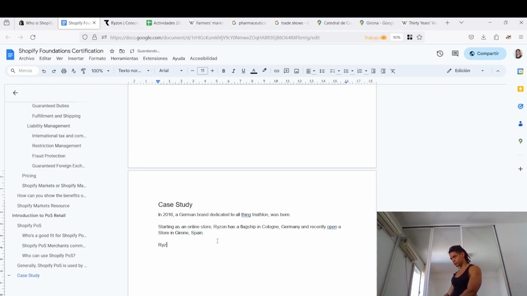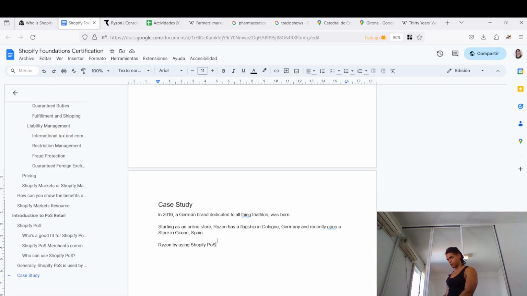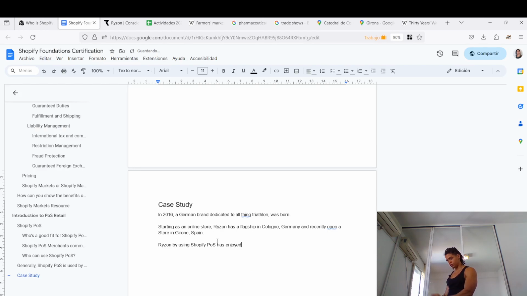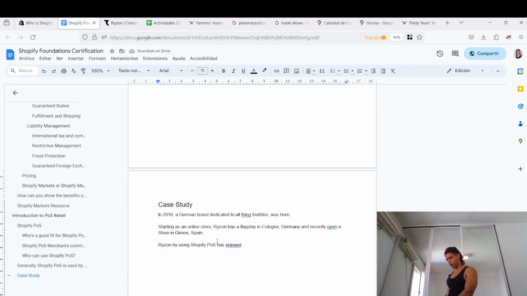So Ryzen, by using Shopify POS, has enjoyed a 40% plus increase in store conversion rate.